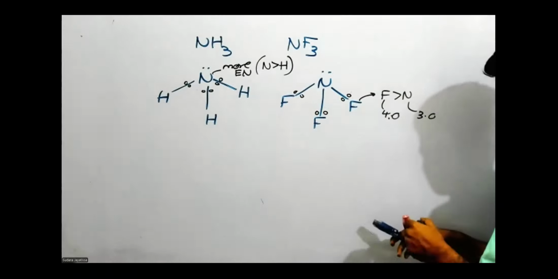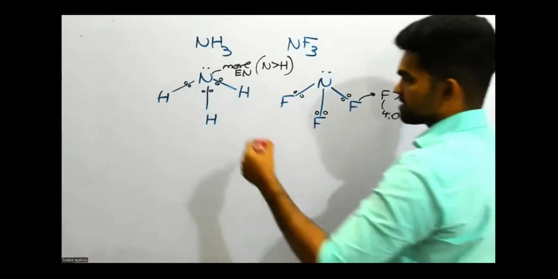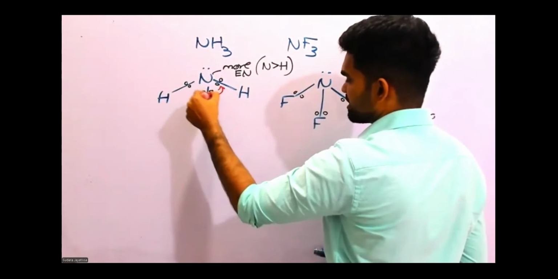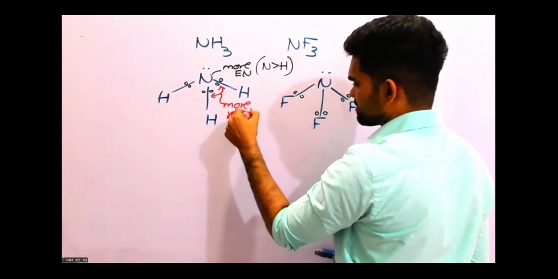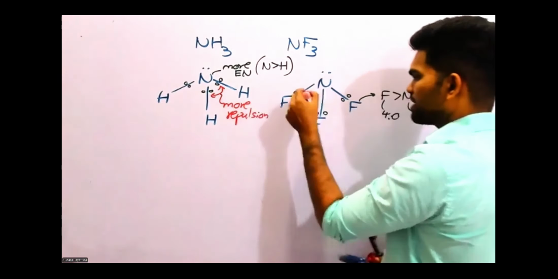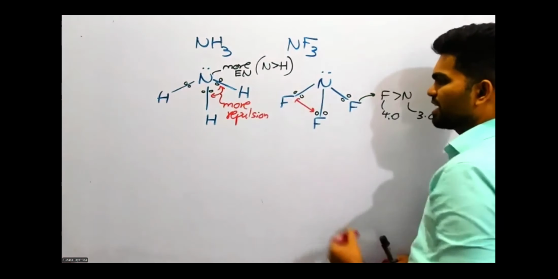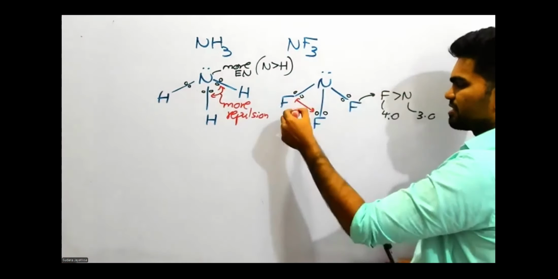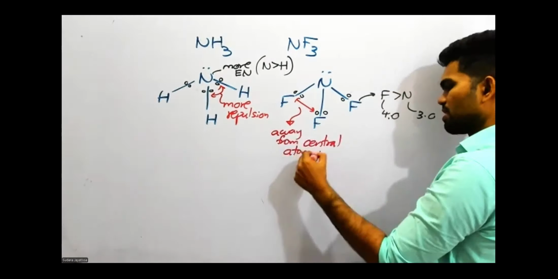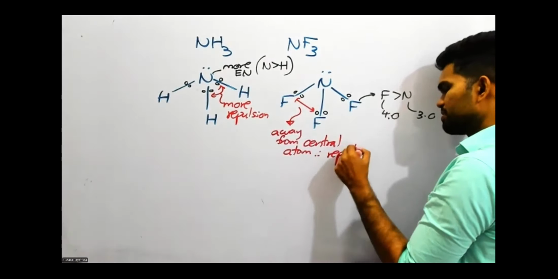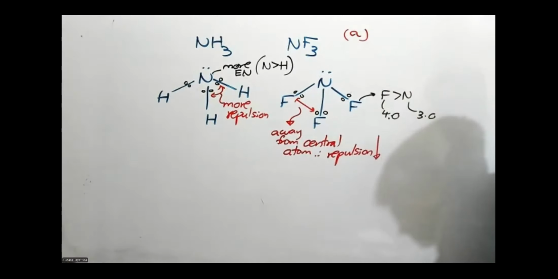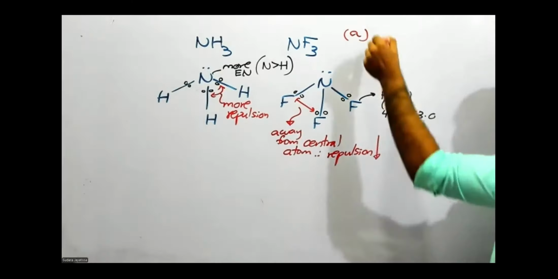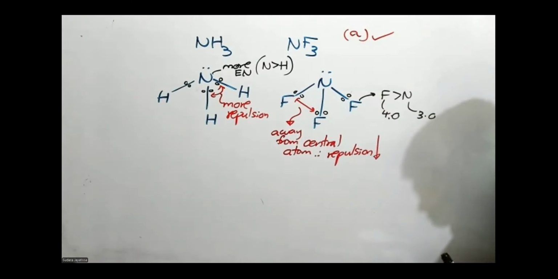Now what will happen? Consider their repulsion. Since they are very close to each other, they will have more repulsion. And since they are away from each other, with more distance, their repulsion is lower. Therefore, repulsion is low. So what do you think about the first statement? It says the repulsion is weaker in NF3 than in NH3. That's correct.